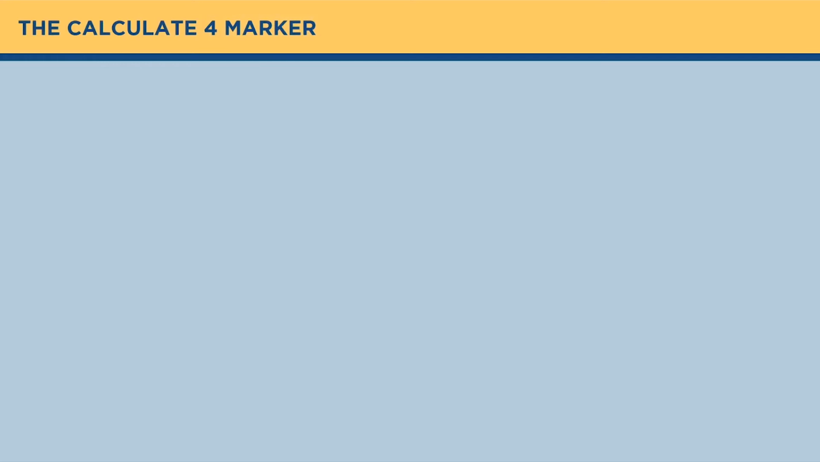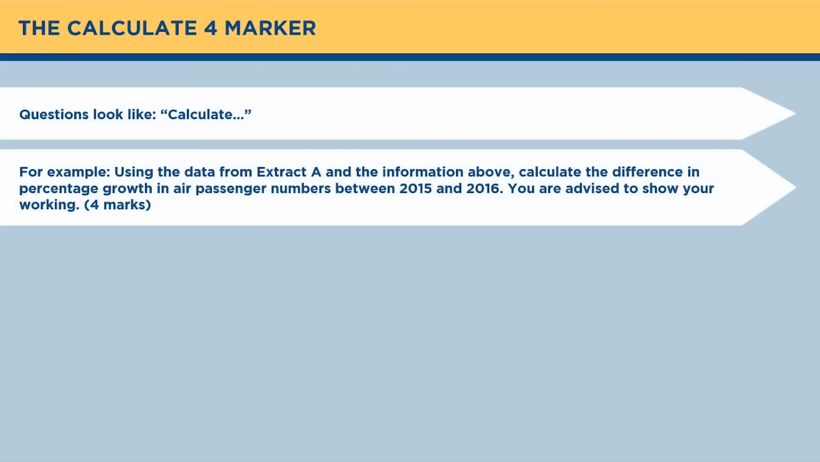The second type of 4 marker is the calculate 4 marker. And so questions are going to start with calculate. Usually what they're going to start with is also, as you'll see in this example, using the data in extract, whatever the extract is. The key thing with this is any exam question that specifically requires you to use numbers in order to get marks will say using the data in extract A, B, C, D, etc.